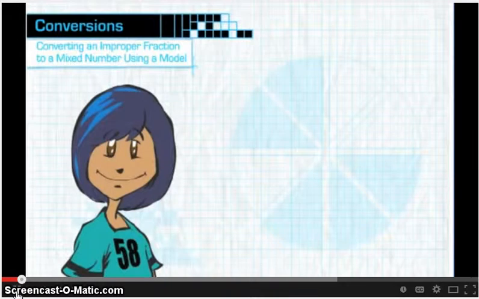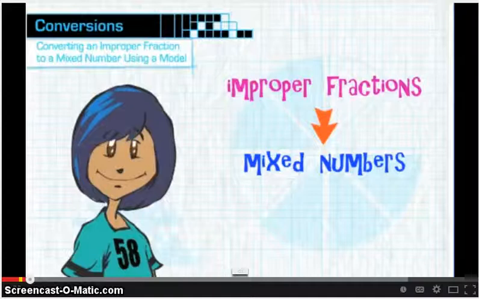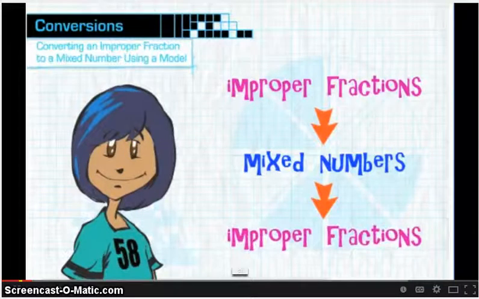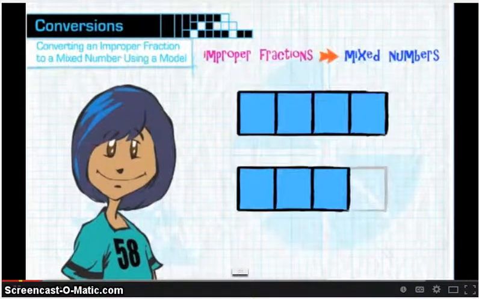We're now going to convert improper fractions to mixed numbers, and then, drum roll please, convert mixed numbers to improper fractions. Relax, you can do it. First, we're going to use a model to show how to convert an improper fraction to a mixed number.